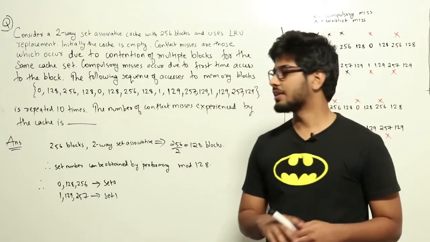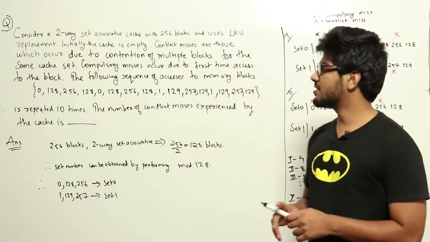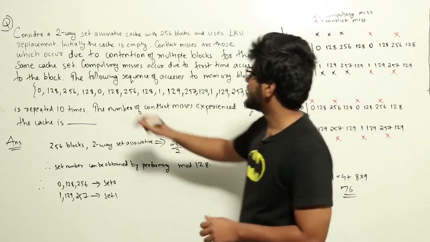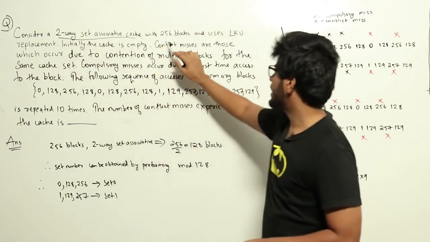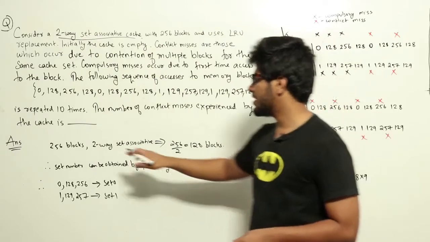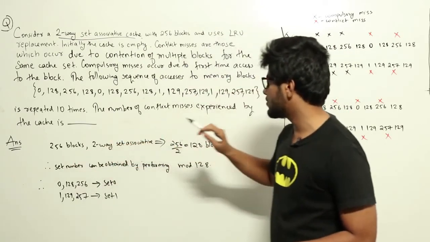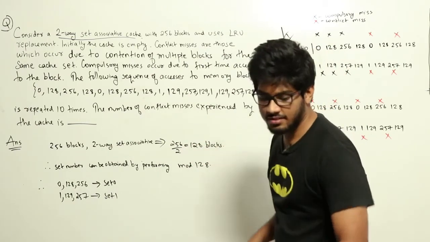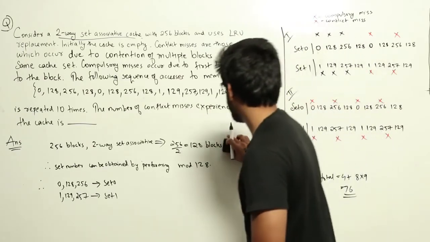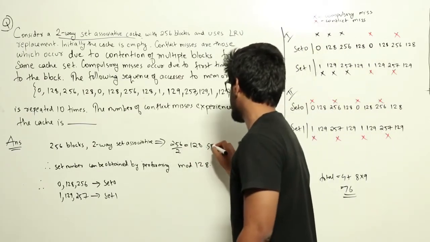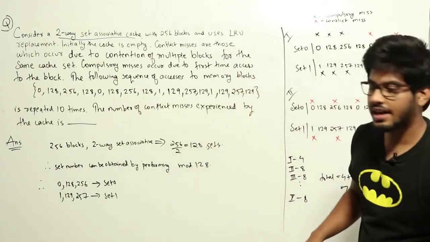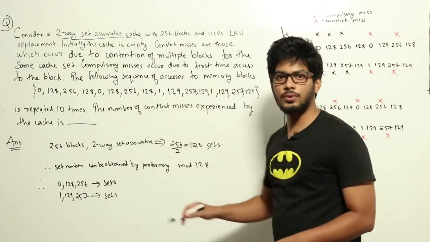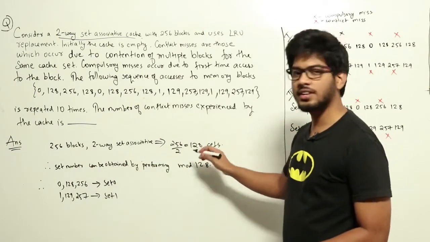So this is a question from caches in computer organization. They are asking us about replacement policies here. In the question, they have given us that the cache is a two-way set associative cache, which has 256 blocks. So if there are 256 blocks and it is two-way set associative, it means that there are 256 by 2, that is 128 sets. I have written line here. It is 128 sets in the cache or cache lines. Now this set number can be obtained by performing mod 128 on any memory block. If you perform mod 128, we will get the set number.